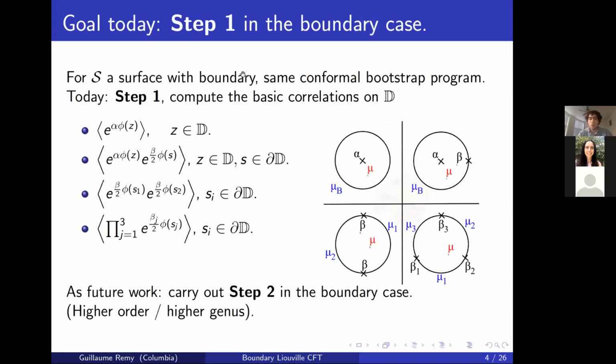So the goal today is to prove formulas in a probabilistic framework for all these correlation functions. This will complete the rigorous mathematical study of step 1 of the conformal bootstrap program in the case of a domain with boundary. Then for future work, step 2 would be to try to do higher order correlations in the disk, or higher genus like an annulus. That would be step 2, but today we're still trying to complete step 1. So this is the motivation of this program. Is there any question? On the next slide, I'm going to explain the probabilistic definition of all these objects.